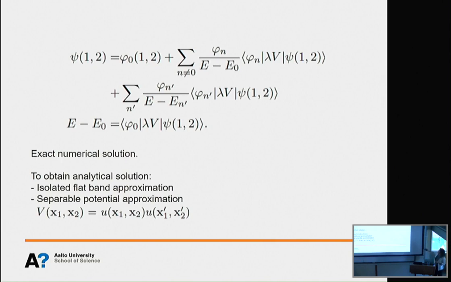So let's look at this, and this is the solution. And here, this is the thing that is different now. This is a typical form for the scattering problem. But here at flat band, this is the flat band contribution, all energies are the same. So that's the different thing. And this can be solved, of course, exactly numerically, we have done it. But to obtain analytic solution, we take the isolated flat band approximation, so we neglect this one, and we use this separable potential approximation, which is often used and which is kind of okay for contact interaction.